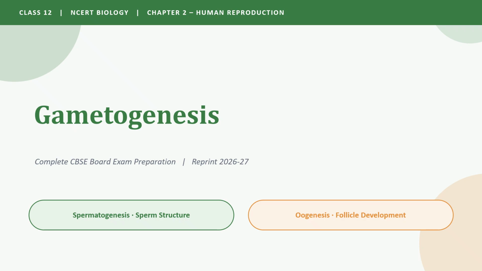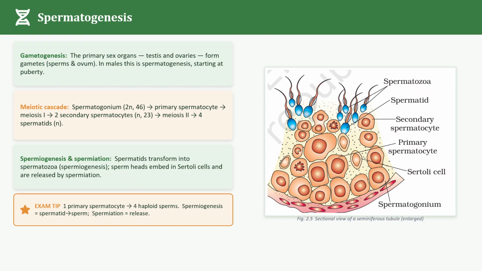Today we are going to see class 12 biology chapter 2, human reproduction. In that we are going to see gametogenesis. Let's start with the topic, children. Spermatogenesis. Yes, before that, let's see what is gametogenesis.